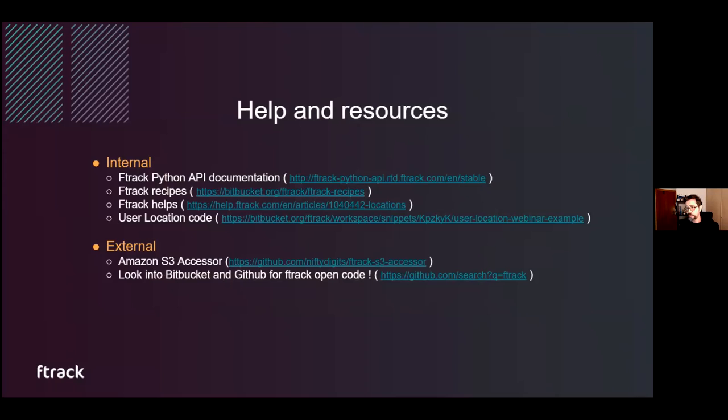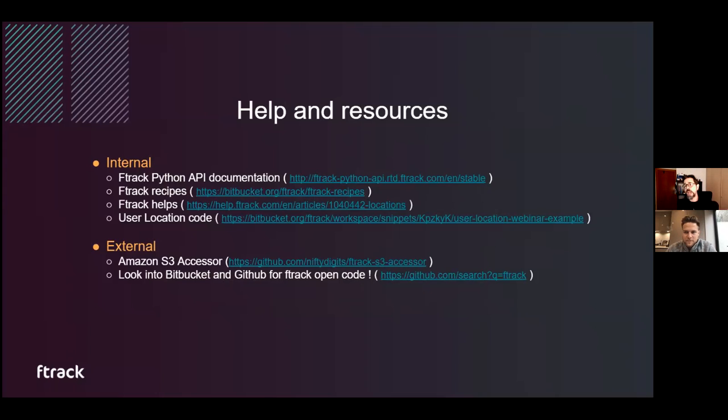Sorry, I think we have been running a bit longer than we were expected to. A few resources: of course, most of this webinar has been taken from our documentation and online help, plus, of course, a bit more graphs and more information to try to give you what I hope you wanted. Please go into our resources, of course: ftrack API, ftrack recipes, our help, and the user location code, which we saw earlier, is available in our Bitbucket snippets. Externally, we have Nifty Digitals.